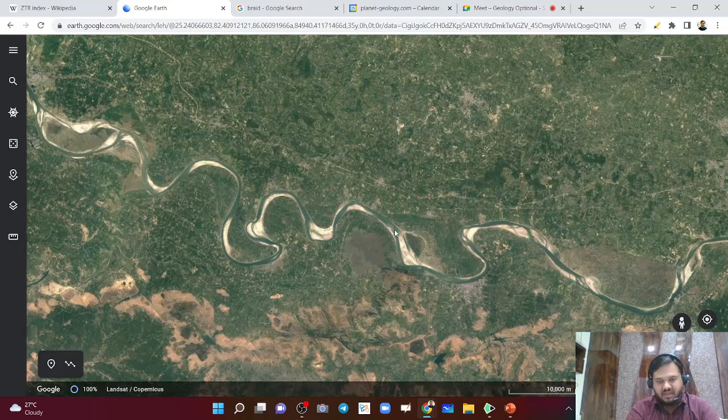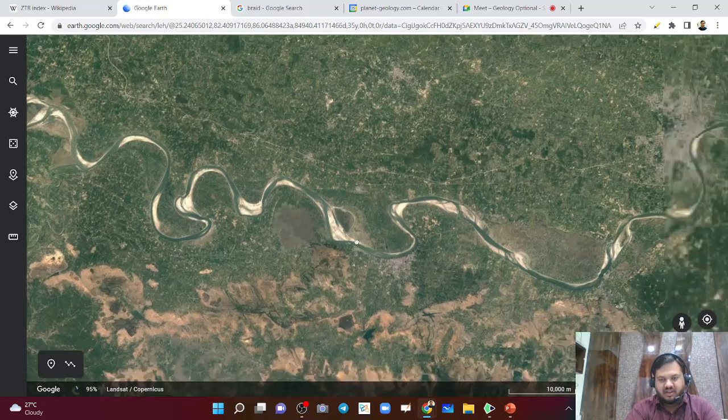And here you can see in the inner curve you have deposit. Suppose this is an inner curve. So in the inner curve we get a lot of deposit. In the outer curve we get erosion, right? We discussed this earlier also, because in the outer curve the river has to cover a larger path, so it travels faster. If it travels faster, there is higher energy, there is more erosion, and in the inner curve there is deposition. So this is a meandering river.